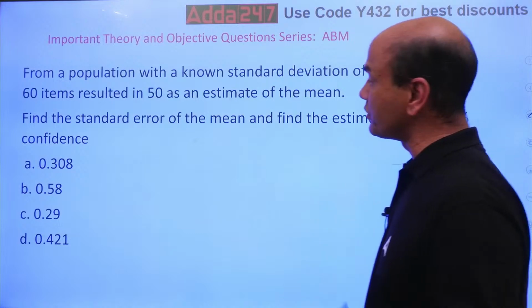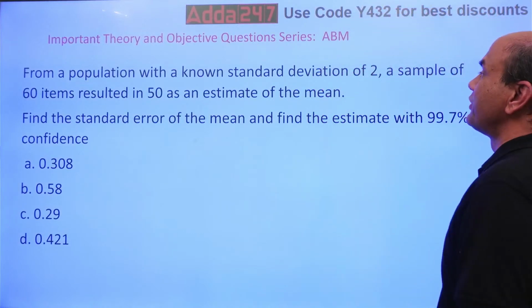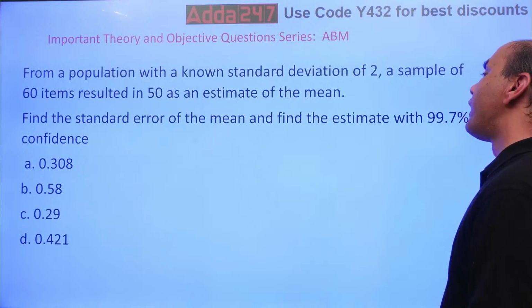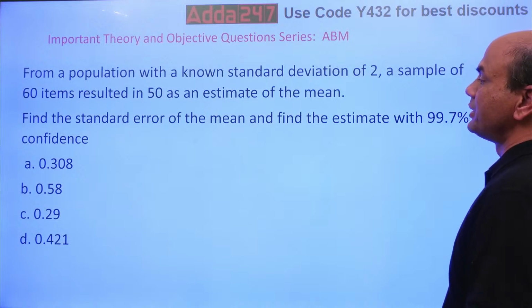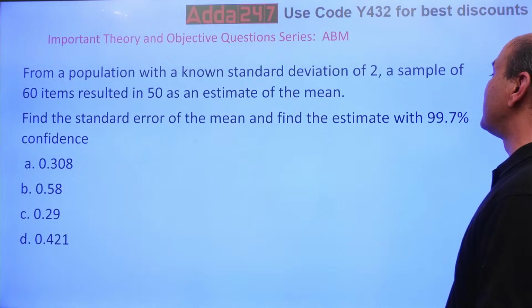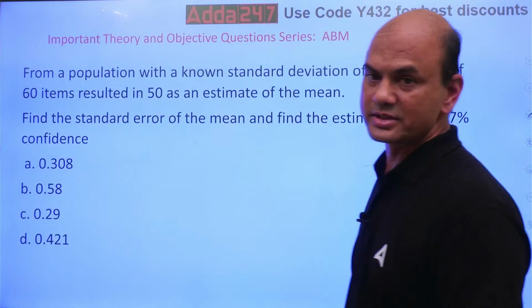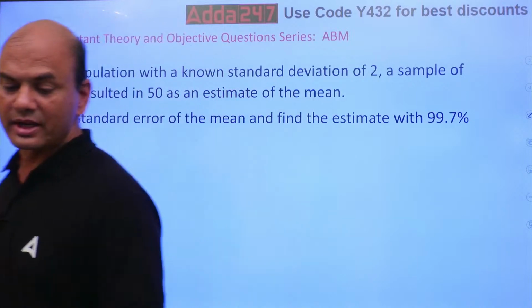Similar one, but now the question is different. From the population with the standard deviation of 2, a sample of 60 items resulted as 50 as the estimate of the mean. Find the standard error of the mean and find the estimate with 99.7% confidence. Now this you try. Everyone try. You try.